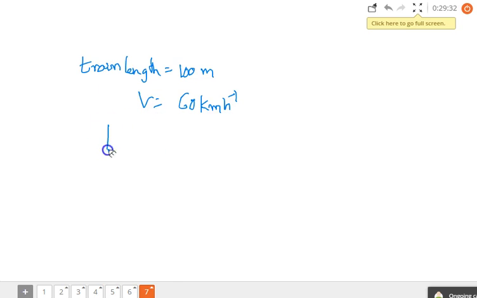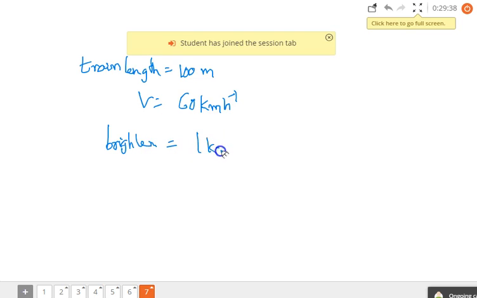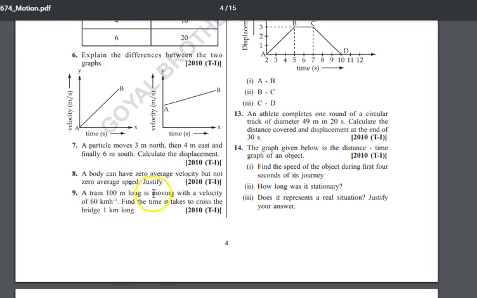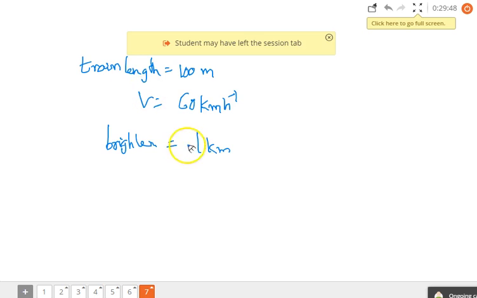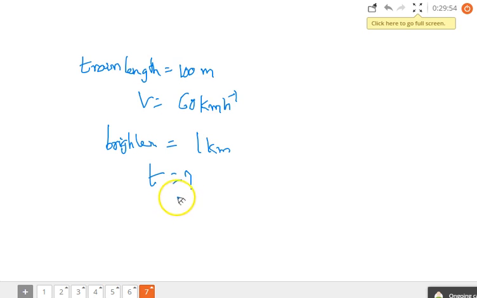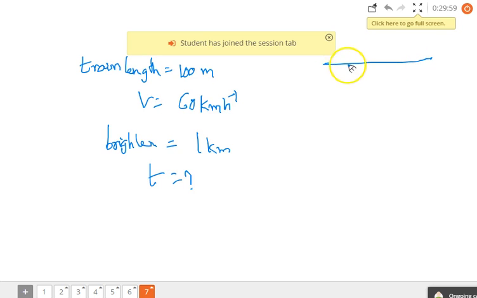Its bridge length is 1 kilometer long. What we need to calculate? How much time is taken. Find the time it takes. Now, train length 100 meters. You need to assume that this is a bridge, and this is the train. Simple graph. This is 1 kilometer. Train length is 100 meters.